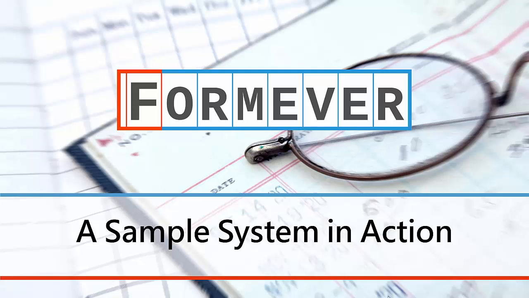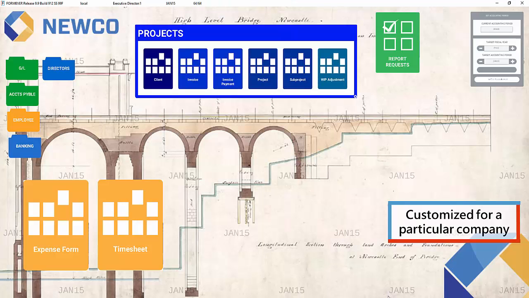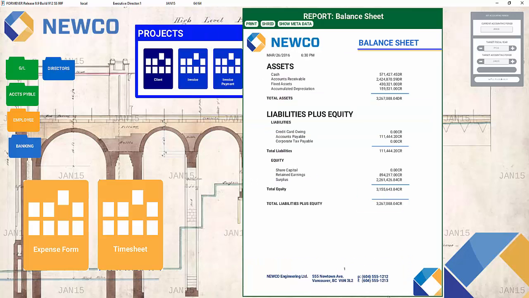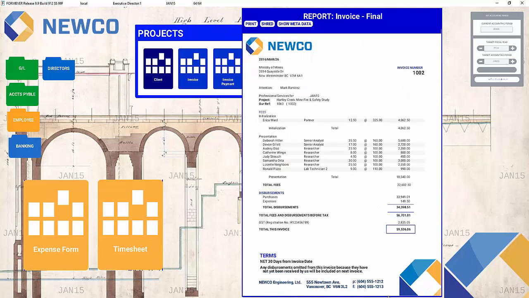Let's see what Formever looks like in action. We'll use a system that's been customized for Nuco Engineering. It's specific to their company, but it will give you an idea of the look and feel, and perhaps suggest how a system could be customized for your company. You can see that their logo and brand colors have been incorporated throughout the forms and reports.